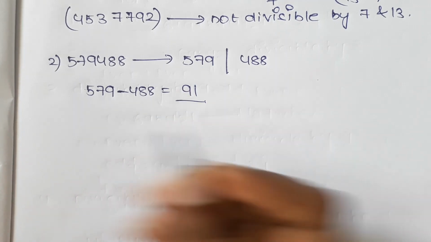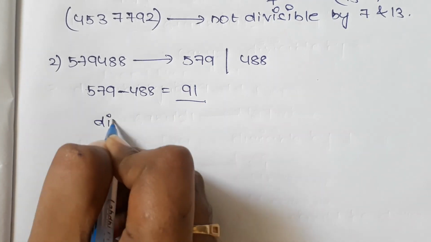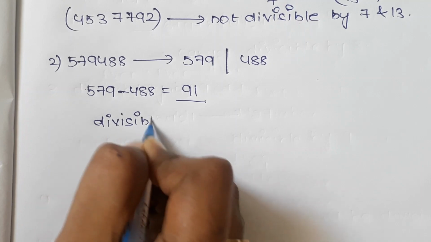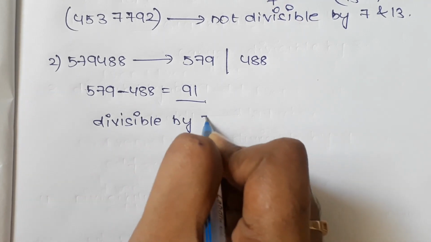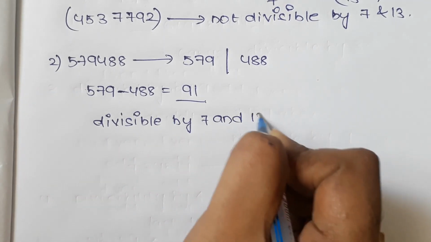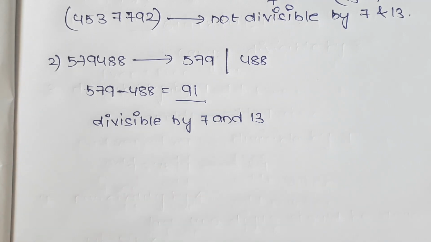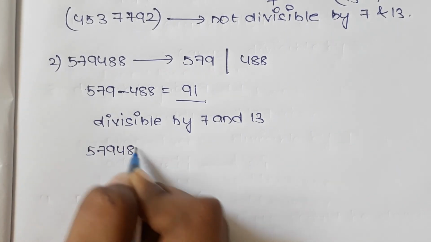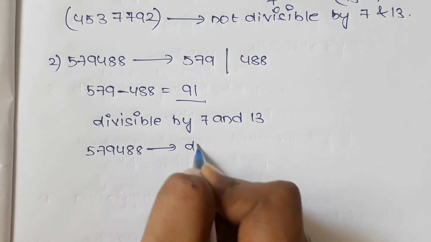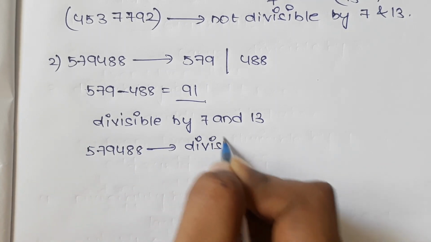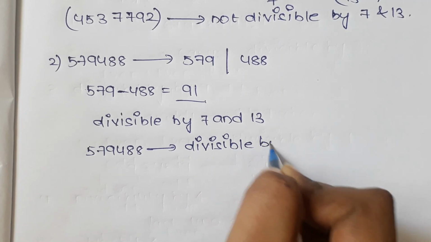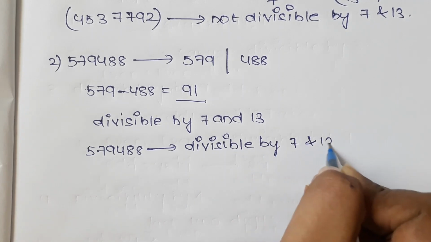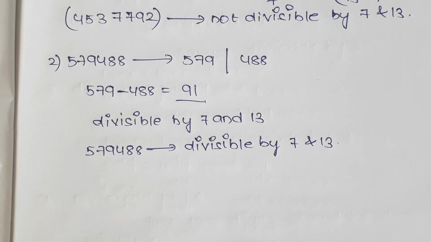Here this 91 is divisible by both 7 and 13. Because here 7 into 13 is 91 and 13 into 7 is 91. So the given number, that is 57948, is also divisible by 7 and 13. And this is about the divisibility rule of 7 and 13.